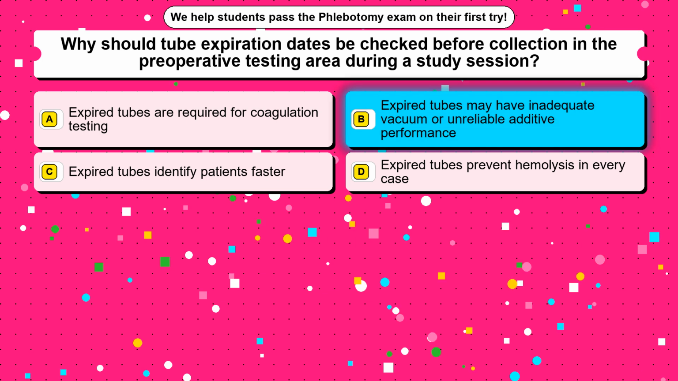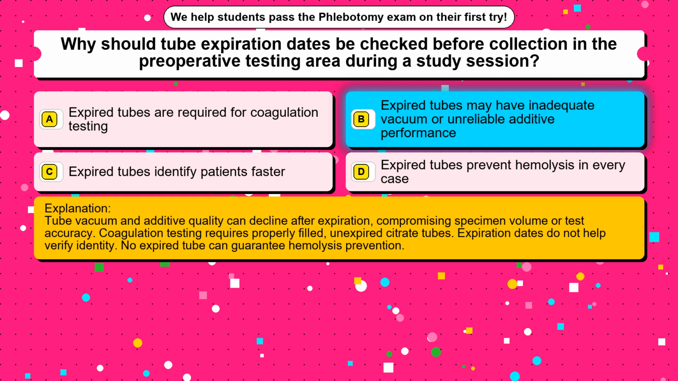The correct answer is option B. Expired tubes may have inadequate vacuum or unreliable additive performance. Tube vacuum and additive quality can decline after expiration, compromising specimen volume or test accuracy. Coagulation testing requires properly filled, unexpired citrate tubes. Expiration dates do not help verify identity. No expired tube can guarantee hemolysis prevention.